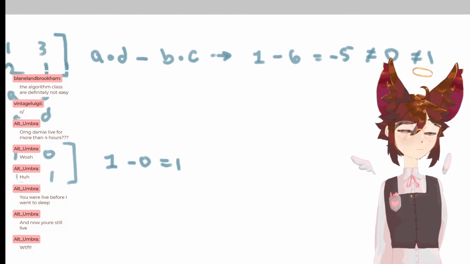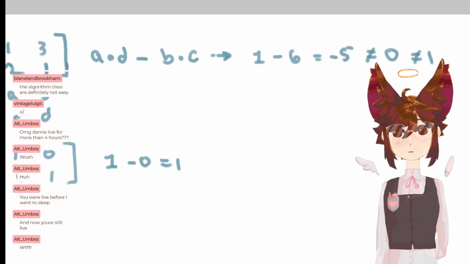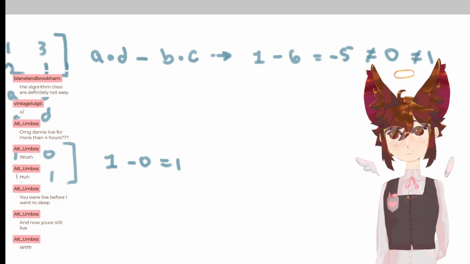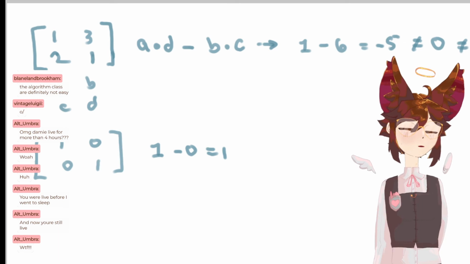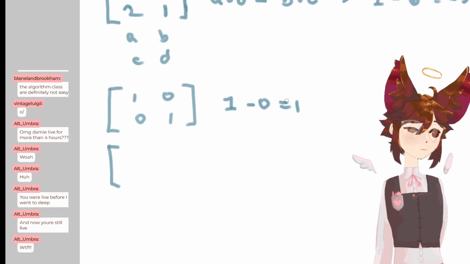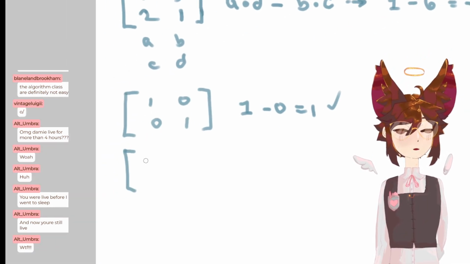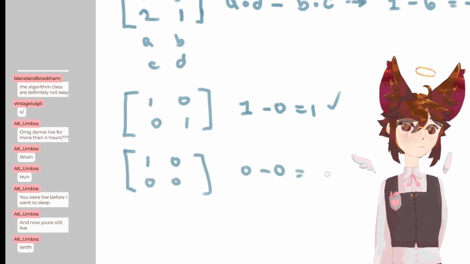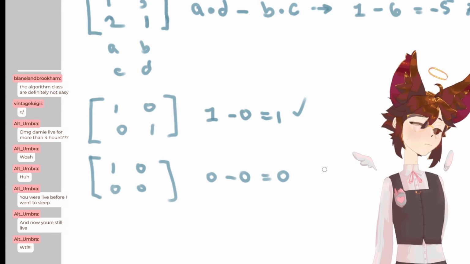If the determinant equals 0... Oh, wait, let's do this with... So we see that it equals 1. That means it's good. We know that 1 is linearly independent. And then let's do this with 1, 0, 0, 0. That would be 0 minus 0 equals 0. So for determining whether it's linearly independent or not, it can't be 0.